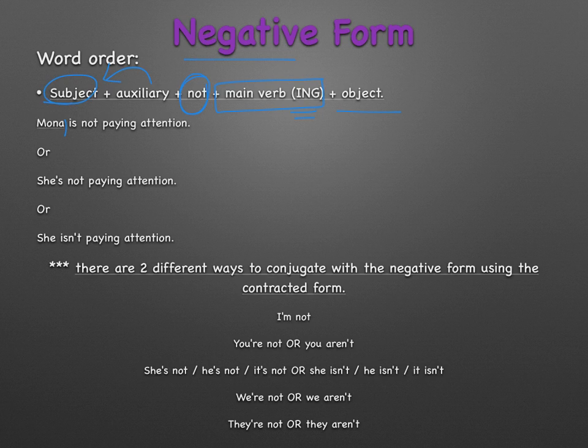Example, Mona is my subject. Is is my auxiliary that agrees with my subject, Mona, third person singular. Not, negative form, and paying is my main verb in ing. Attention will be the object.